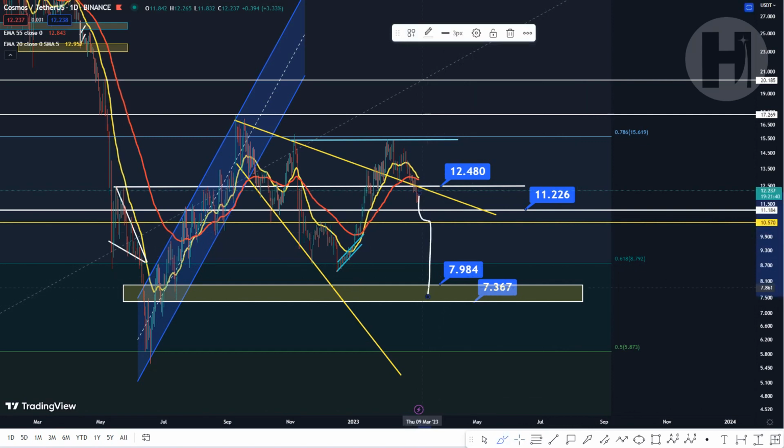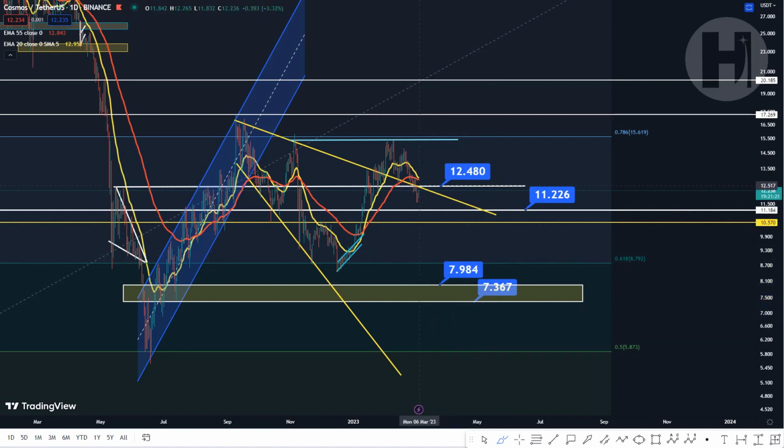So just make sure you have buy limit orders set up in advance just in case that happens, because you could be sleeping and Silvergate announces their bankruptcy, and you wake up in the morning and Cosmos has gone back down to $8 and now it's sitting back up at 10, right? Because it does recover quite quickly.